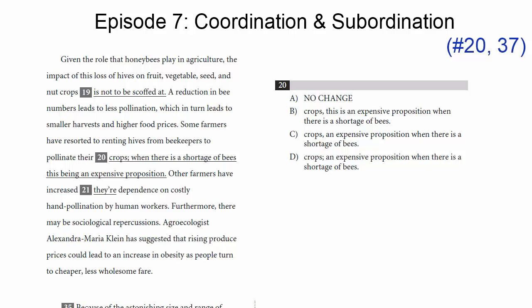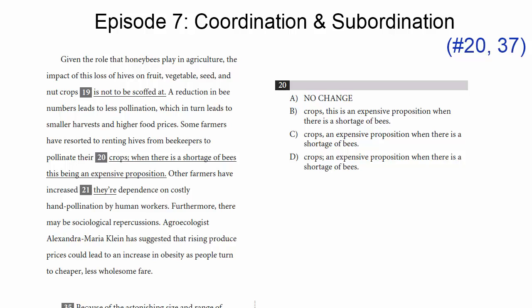Now, the point of coordination and subordination, to put it simply, is that it's how you put sentences together. When you have, let's say, two complete sentences you want to put together, or a dependent or subordinate clause and an independent clause you want to put together, that is what these topics are about. It's how you properly punctuate and organize the sentences so that they are not only readable, but also grammatically correct. So let's look at number 20 as an example of this.